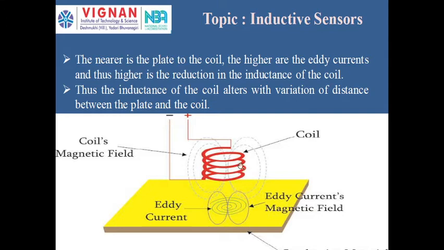Thus the inductance of the coil alters with the variation of distance between the plates and coil. So actually the eddy currents produced in this one can create some magnetic field. This magnetic field opposes the flux produced in the coil, where flux phi equals L into I, where L is the inductance of this coil, which is constant. Therefore the flux can be reduced because of the change in current I.